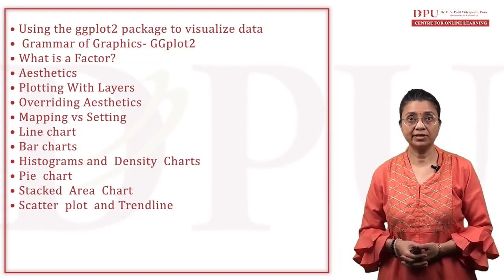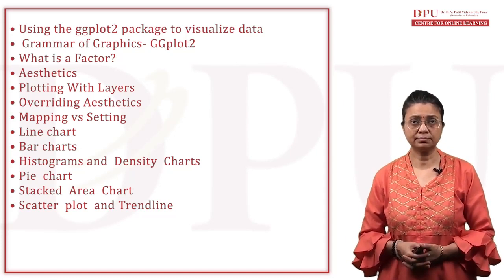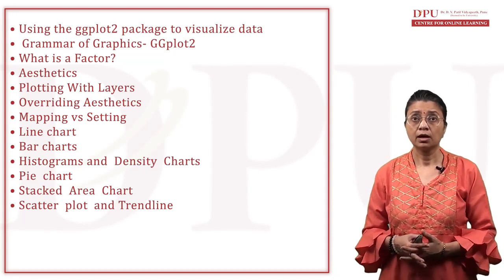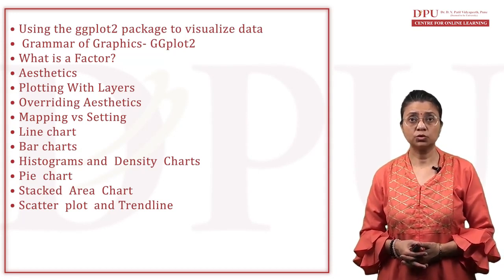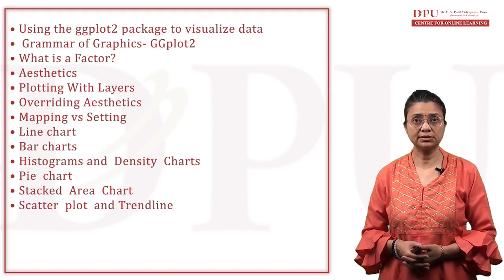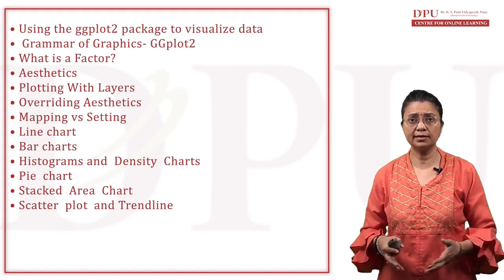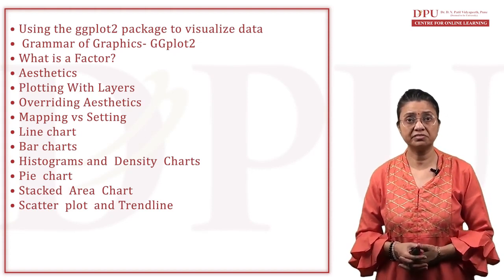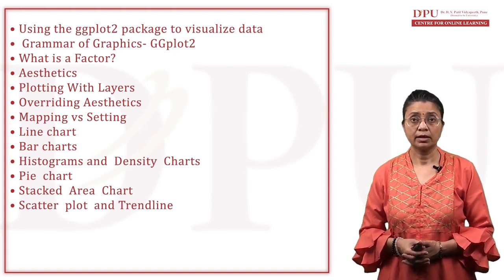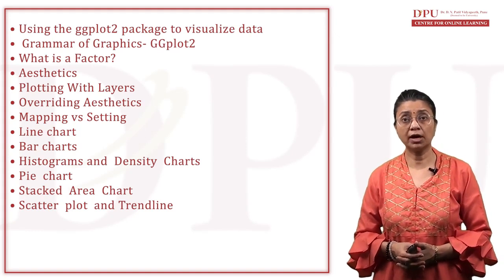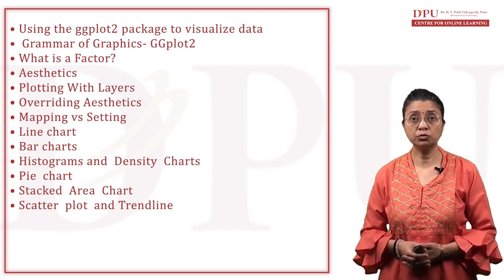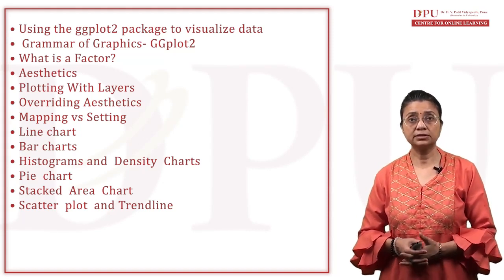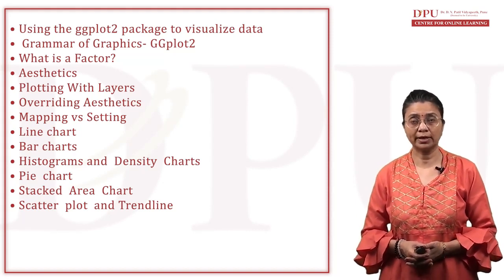What is grammar of graphics? What is a factor? That we have discussed in the previous lectures many times. What is aesthetics, plotting with layers, overriding aesthetics, mapping versus setting, line chart, bar chart, and so on. I hope you all remember line chart, bar chart that we discussed in the previous sections. Apart from that, we will also talk about how to add themes and how to have scatter plots and trend lines. So mainly, this topic is all about the ggplot2 package.